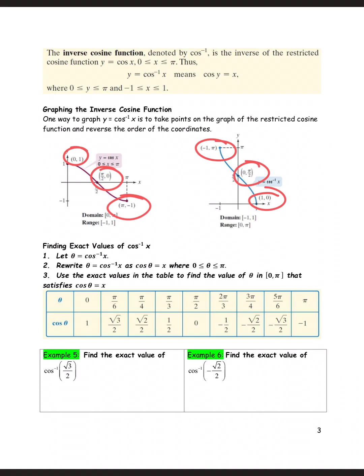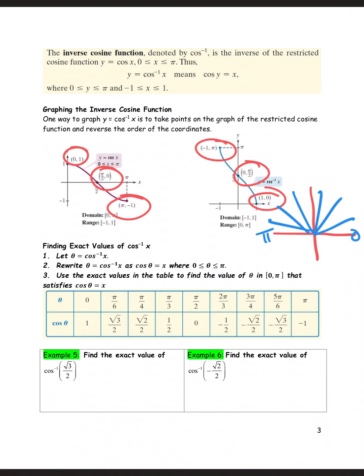So finding the exact value of cosine inverse of x, we're going to let theta equal the inverse cosine of x. We're going to rewrite theta equals cosine inverse of x as cosine of theta equals x, where theta is between 0 and pi. So once again, all our answers have to be between 0 and pi. In this case, you can use the unit circle, but the answers have to be between 0 and pi only, which is in quadrant 1 and 2.